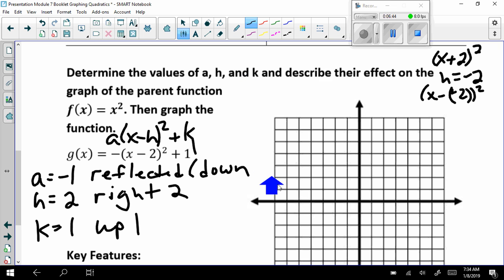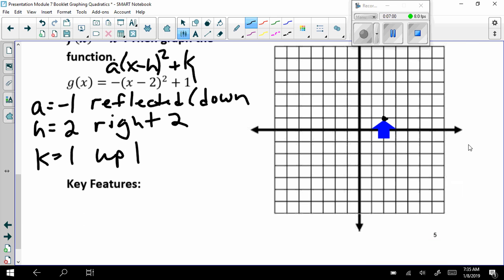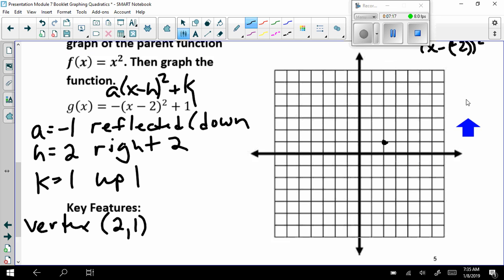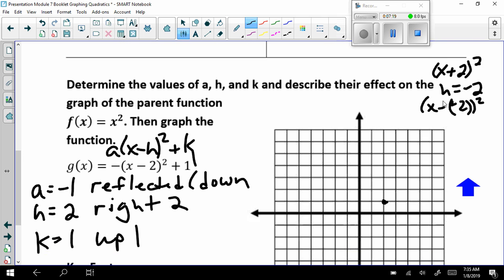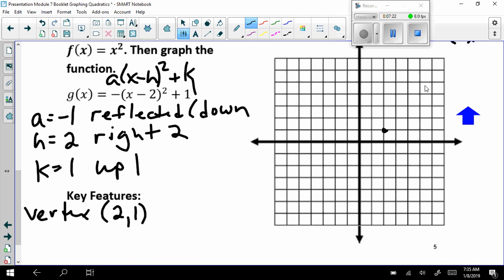So first I'm going to do the vertex. Ready? So normally your parent function is at 0, 0. I'm going to move to the right 2 and up 1. Or you can go straight to your key features and say my vertex is h comma k, which is now right there. Okay, now I need other points. I know it opens down, but I want to be more exact than that. So I need to find at least one other point other than my vertex.